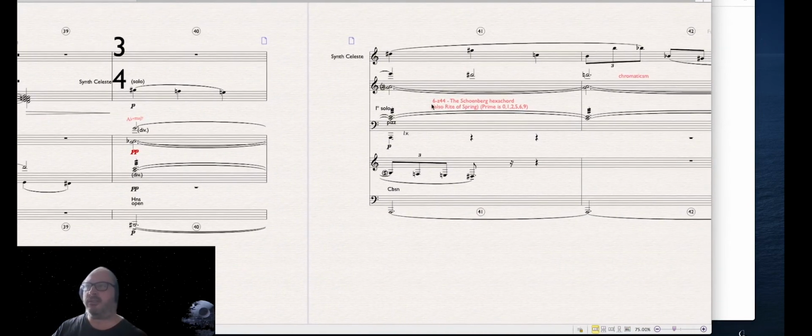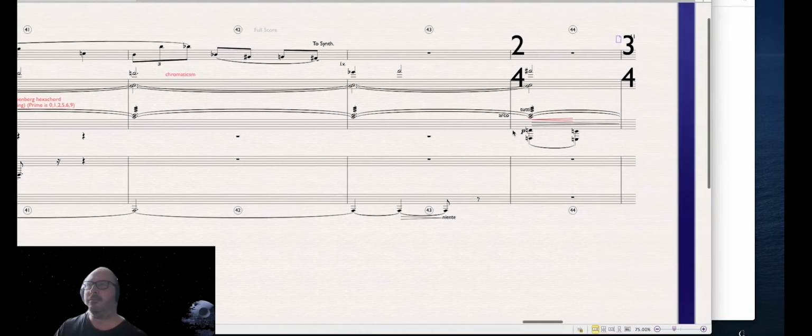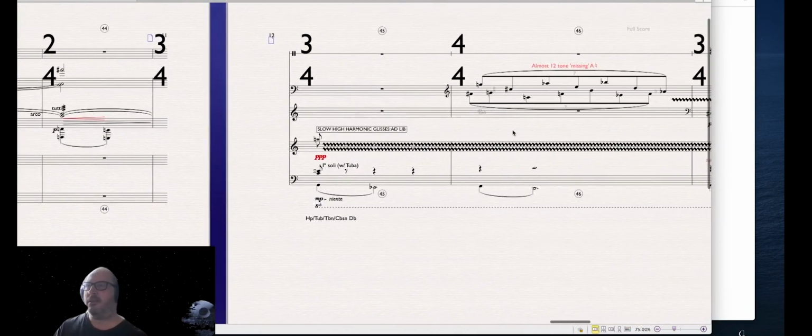Then I've got this other hexachord, the Schoenberg Hexachord, which prime is 012569. So let's work out what that is. 0, 1, 2, 3, 4, 5, 6, 7, 8, 9. Yeah, again, it just feels like John Williams. It feels like Star Wars. It doesn't feel like Rite of Spring at that point. We've forgotten all about that.